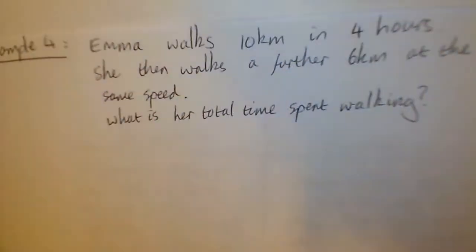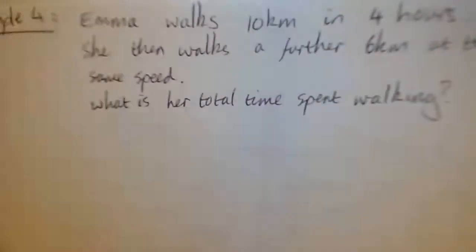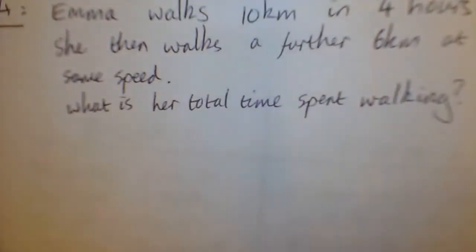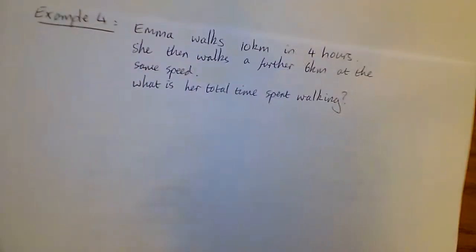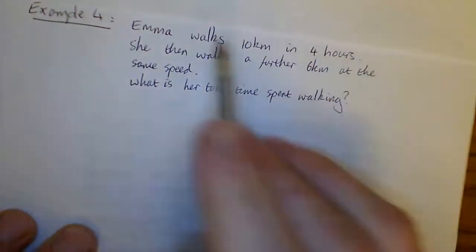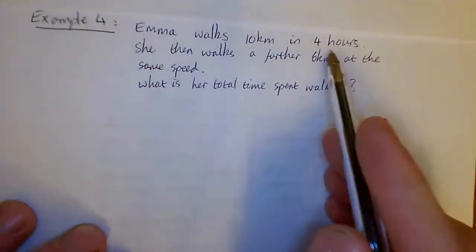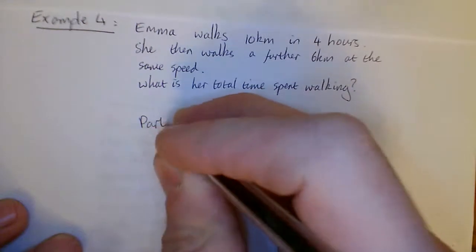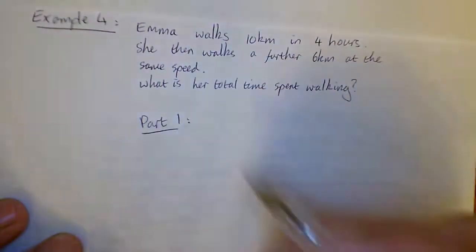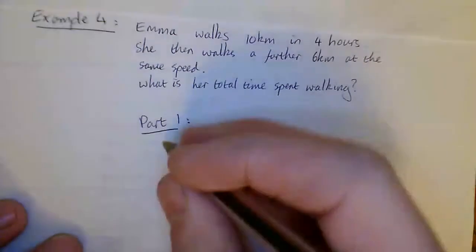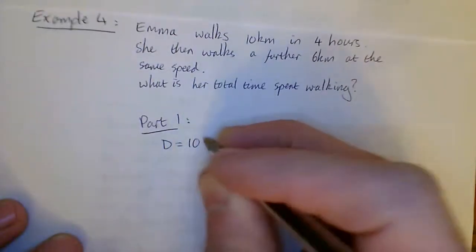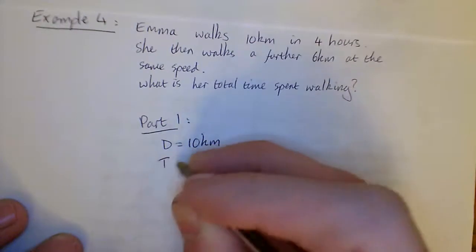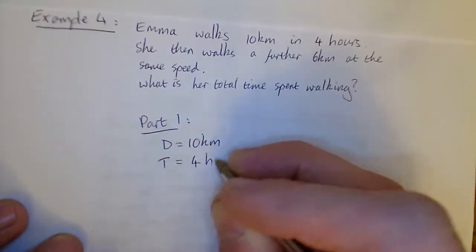Let's zoom in a bit, see if we can get that on screen. It's all right, camera's not playing. There we go. That's better. So Emma walks 10 kilometers in 4 hours. Nice straightforward bit of information there. So let's break that down. We've got part 1 of our journey. You can see there's some more information down here. So part 1, we've got a distance equals 10 kilometers. We've got our time equals 4 hours.